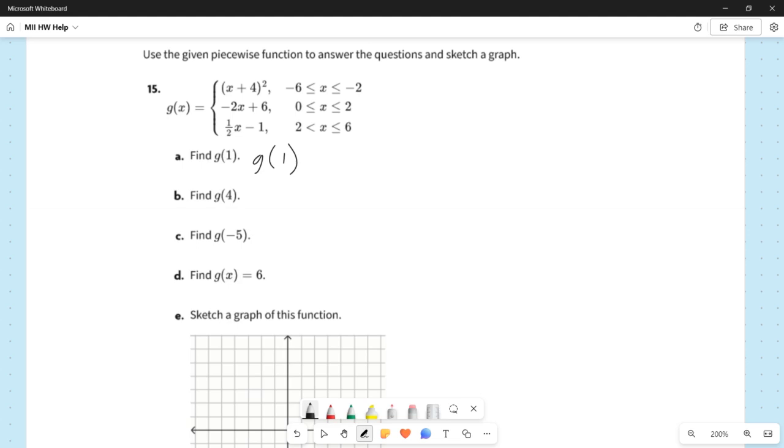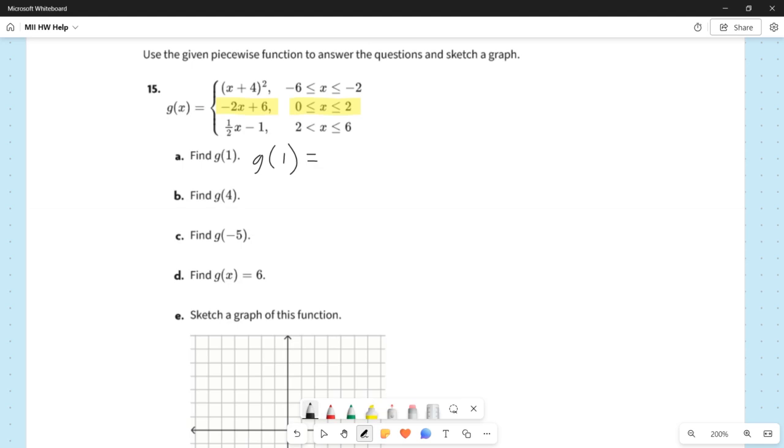So we have to figure out where 1 is in here. Which bound, which group includes our input, in this case 1? The one that we want is the middle one, because 0 is less than or equal to 1, which is less than or equal to 2. So we're talking about the middle one, which means in order to evaluate this, we want to use the middle piece. So now this is relatively straightforward.